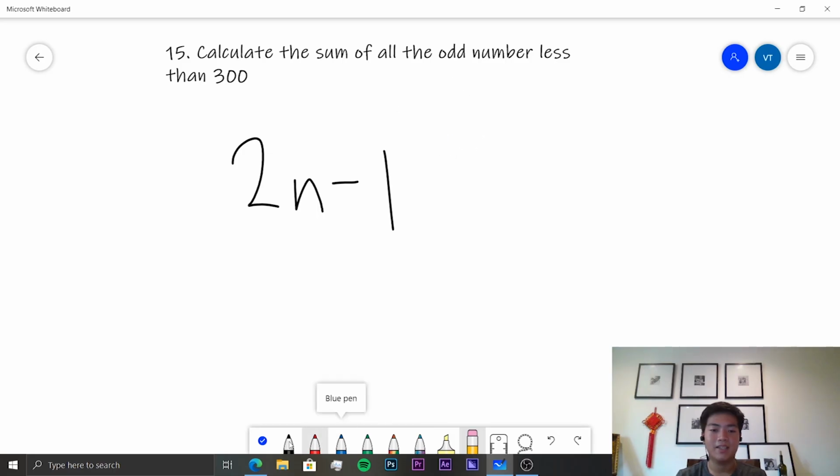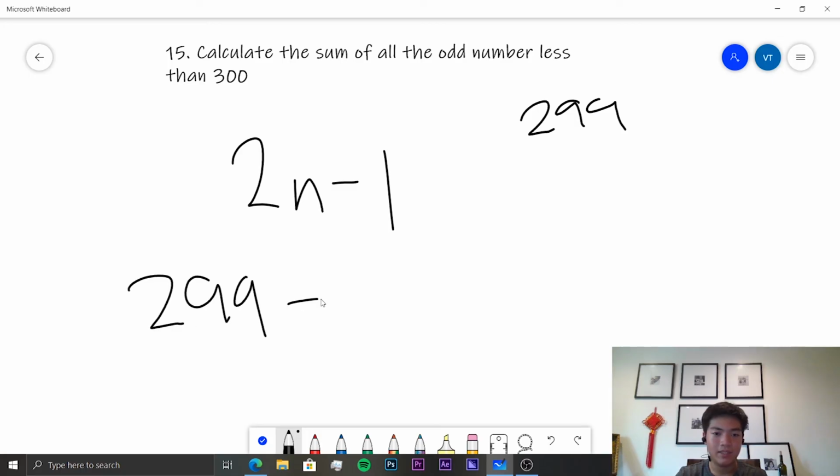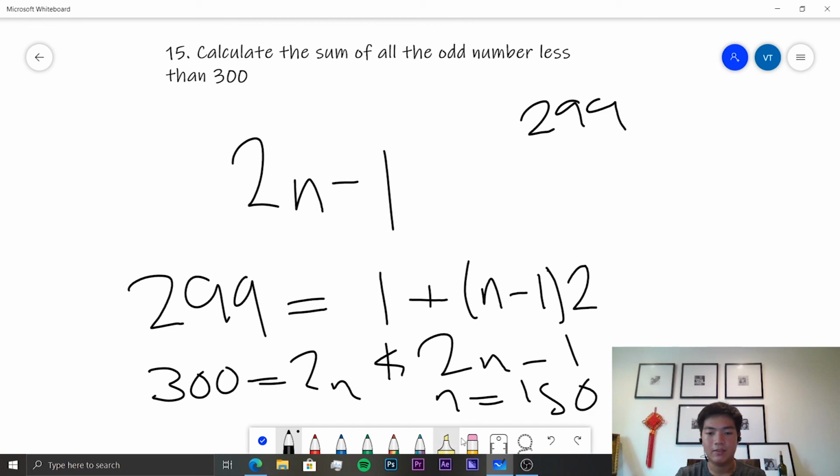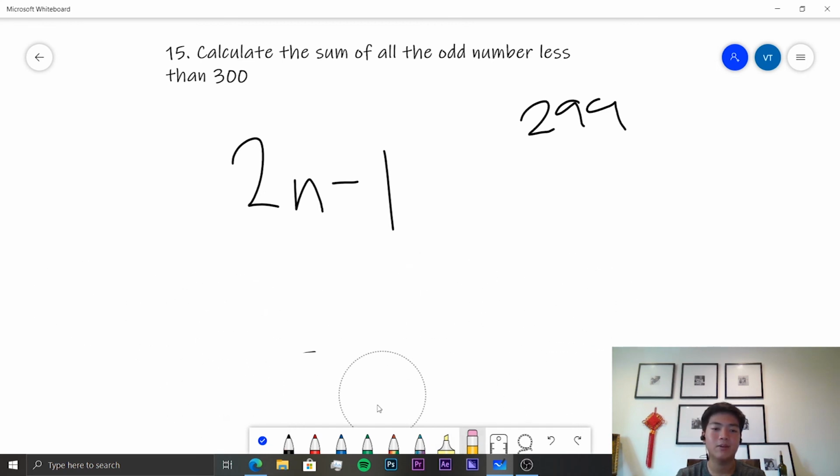So first we want to calculate the greatest odd number, which is obviously 299, and so we need to calculate how many odd numbers there are between 1 and 299. So we know that 299 is equal to 1 plus n minus 1 times 2. So we have 2n minus 1 more or less. Yeah. So we have 300 equals 2n, and of course, n is equal to 150. So we have to sum up the first 150 numbers of this 2n minus 1 series right in front of me.